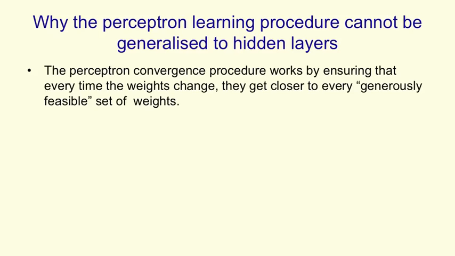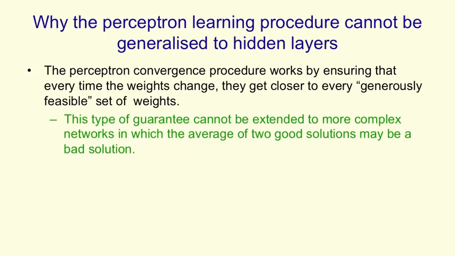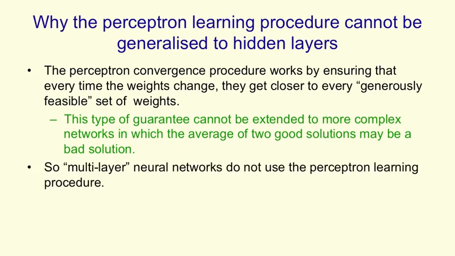The perceptron convergence procedure works by ensuring that when we change the weights, we get closer to a good set of weights. That type of guarantee cannot be extended to more complex networks, because in more complex networks, when you average two good sets of weights, you might get a bad set of weights. So for multi-layer neural networks, we don't use the perceptron learning procedure, and to prove that when they're learning, something is improving, we don't use the same kind of proof at all.